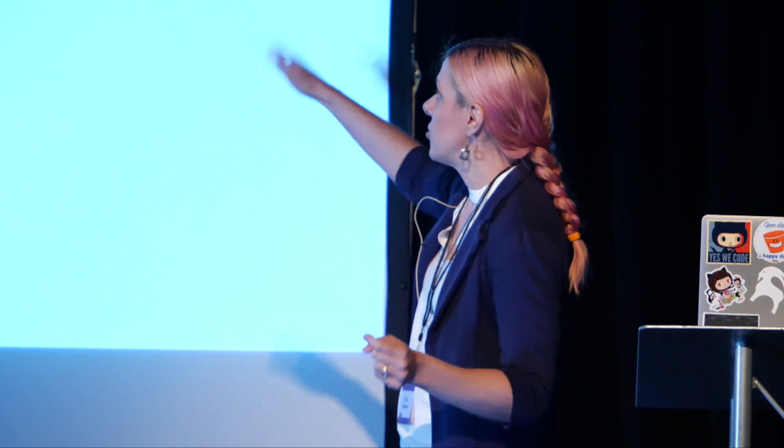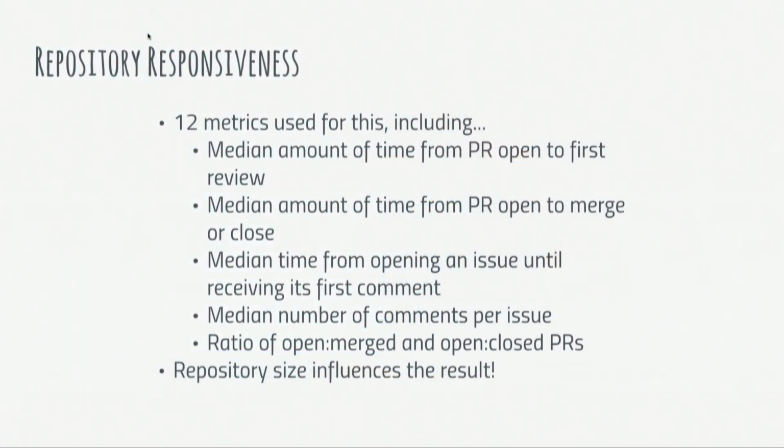We look at 12 different metrics for responsiveness. And these are just some of the ones that are really obvious. The median time from opening a PR to its first review. Okay, again, I'm going to write a bunch of code, and it's going to go up in a PR, and then 3 months later, somebody says, yeah, you've got a typo in line 25. Okay, not cool. Median amount of time from PR open to merge or close. So I've written this code, it's gone through review, it's going to get merged or it's going to get closed, but you don't want that to languish for like 5 years. Median time from opening an issue to receiving its first comment, same idea.